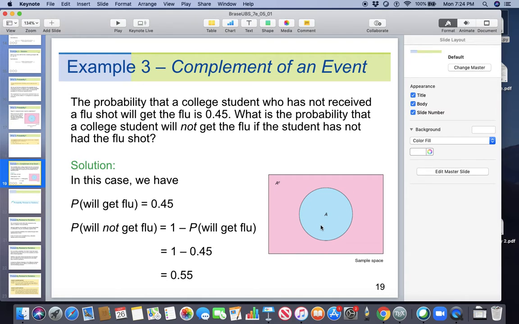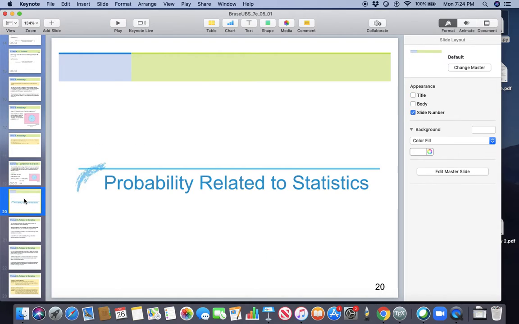Okay. A and A complement together is 1. So this guy is 1 minus this and this guy is 1 minus this. Okay, I hope it's clear.